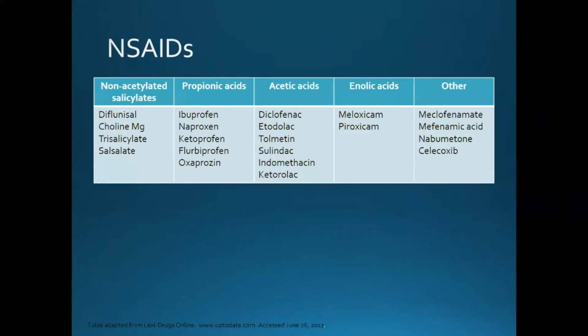So all of these NSAIDs are going to be differential based on their chemical structure. The drugs on the left, the non-acetylsalicylates, typically have lower effects on platelets and GI bleed just because they're very, very weak cyclooxygenase inhibitors. They're thought more to work at other inflammatory mediators like tumor necrosis factor and, I'm going to mess this up, brain-derived natriuretic peptide. Did I get that right? Okay. So they're kind of weird NSAIDs, but they're still non-steroidal anti-inflammatories.